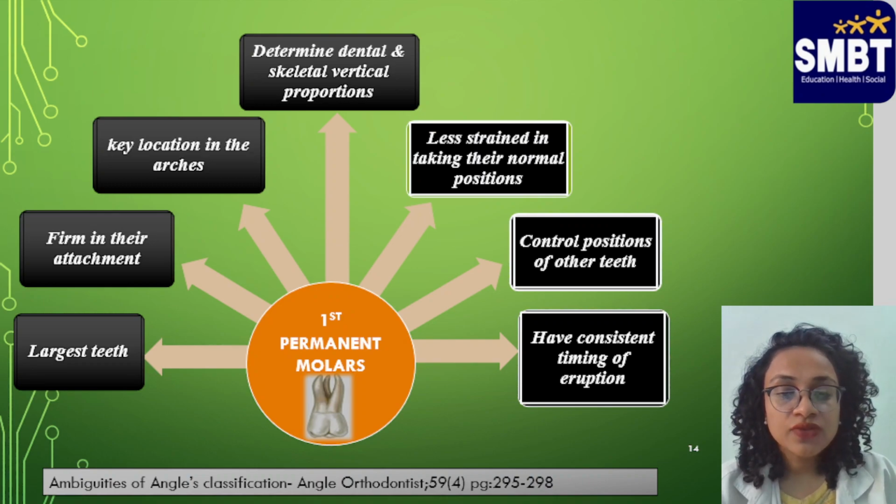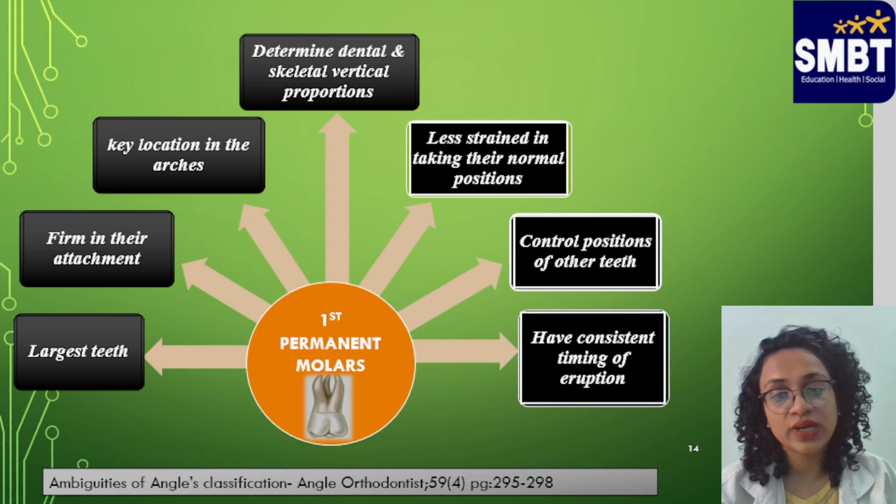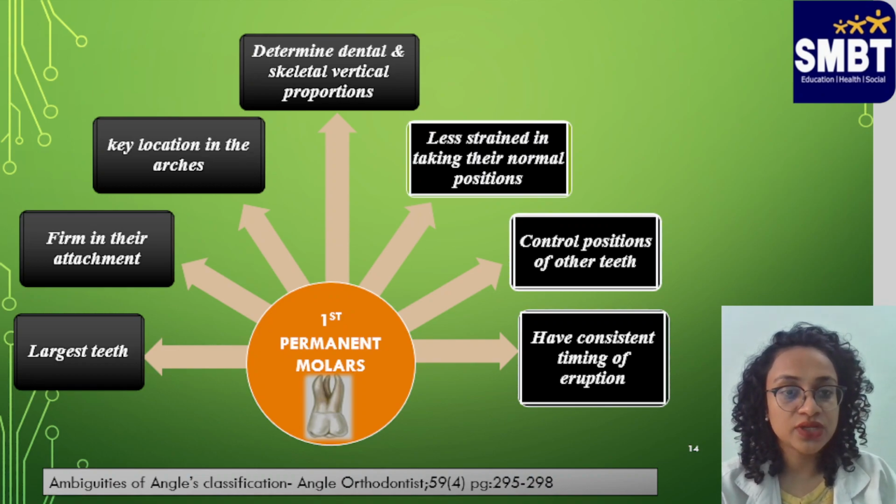Let us see that. First permanent molars, they are the largest teeth, they are firm in the attachment, they have a key location in the arch, they determine the dental and skeletal vertical proportions, they are less strained in taking their normal positions, they control positions of other teeth, and they have consistent timing of eruption. So the first permanent molars are basically the teeth which show very little change in eruption timings, or basically they have the greater anchorage value and they have a lot of advantages as compared to other teeth. So Angle considered the first permanent molar to be the key tooth while classifying his malocclusion classification system.